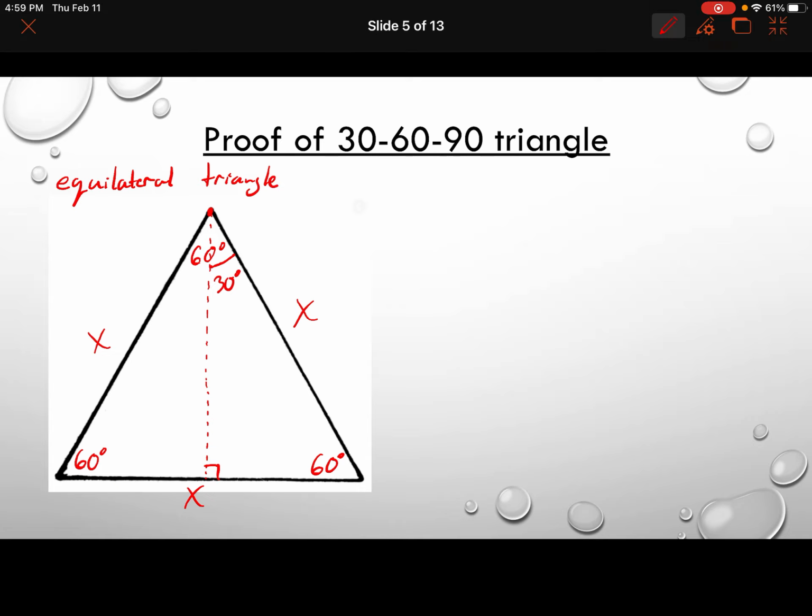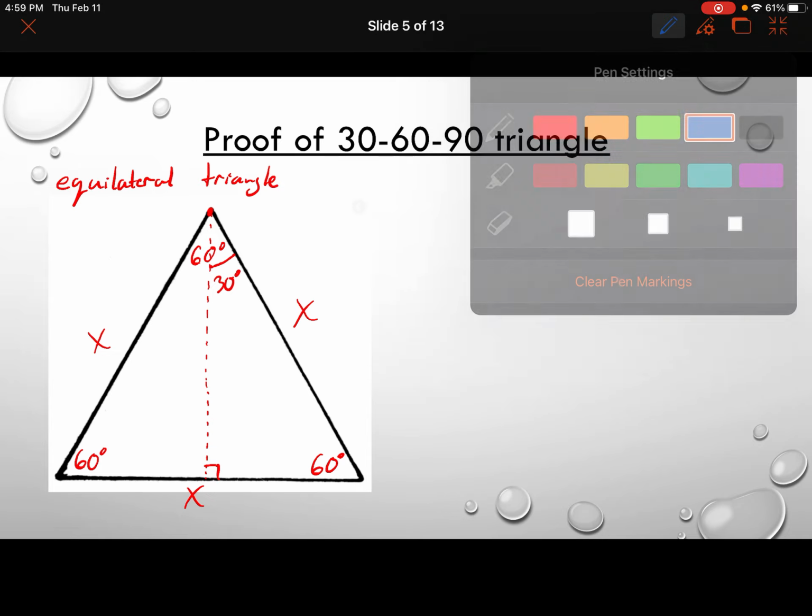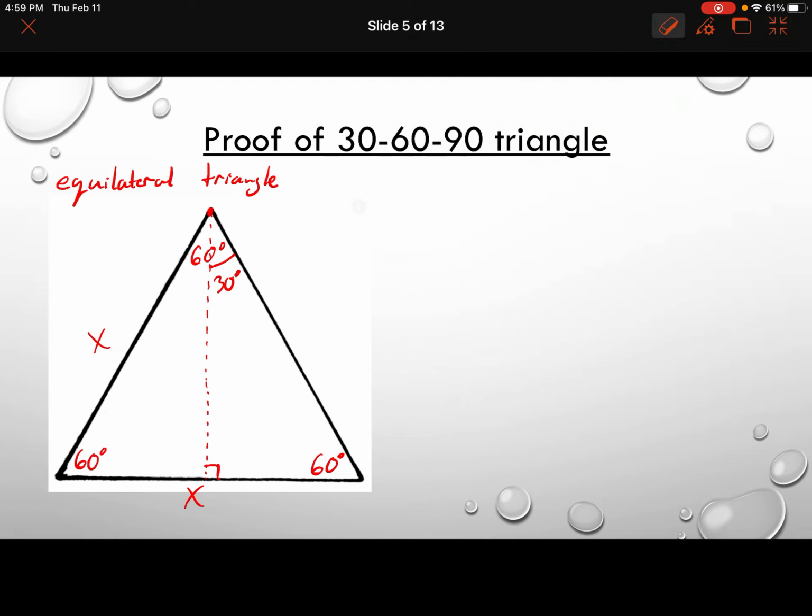And actually, for the purposes of this proof, I'm going to change something up here. It'll make sense a little bit later. So I'm not going to call these sides x. I'm going to call these sides 2x. It doesn't really matter what we call them, but you'll see the relationship that I want to establish with the 30, 60, 90 triangle. It's a little bit easier if we treat it as 2x as opposed to x.